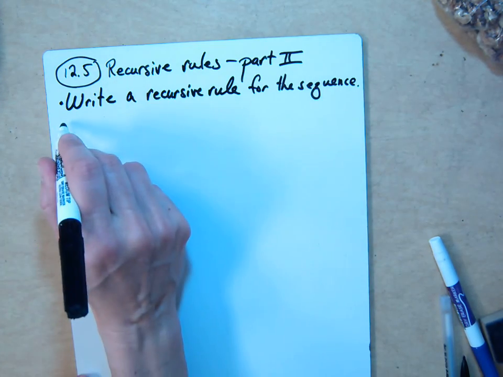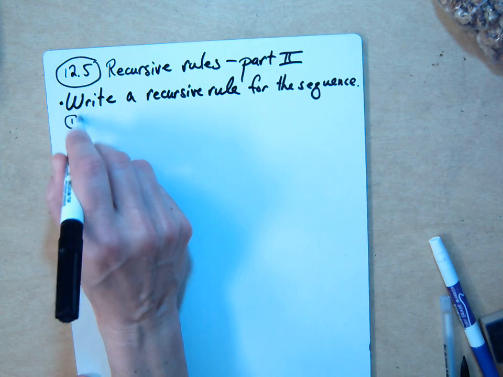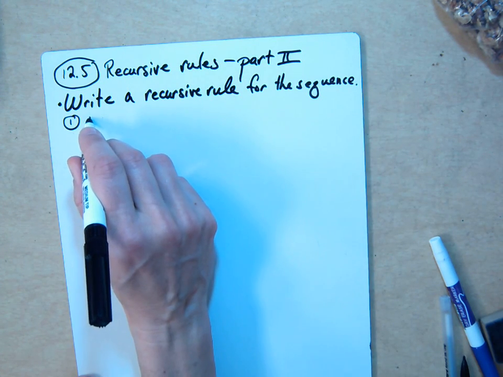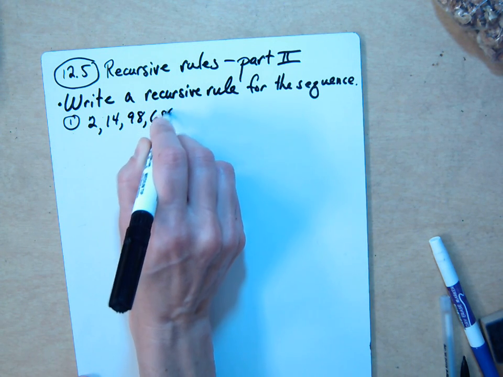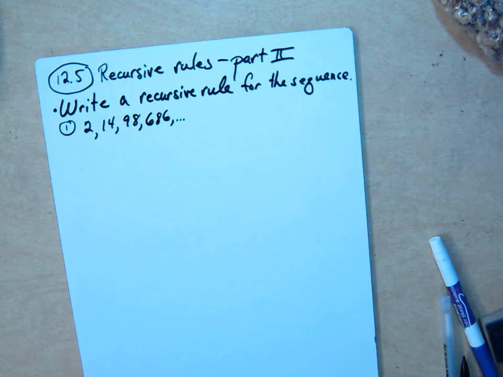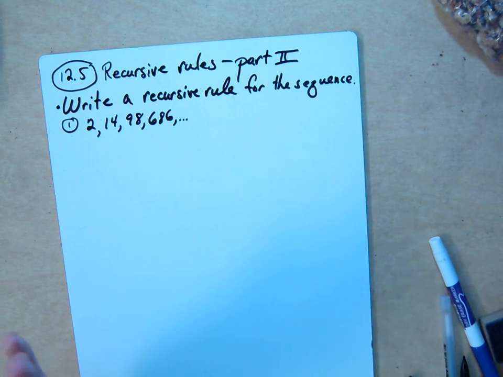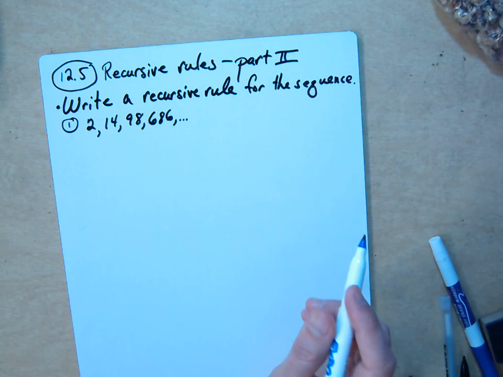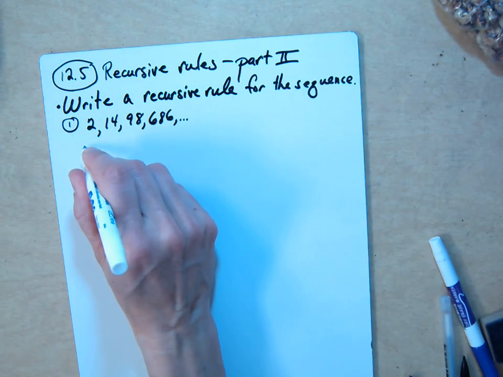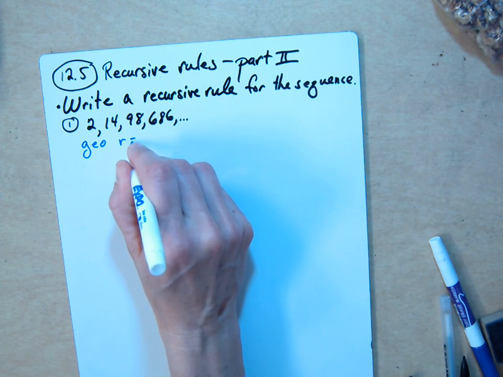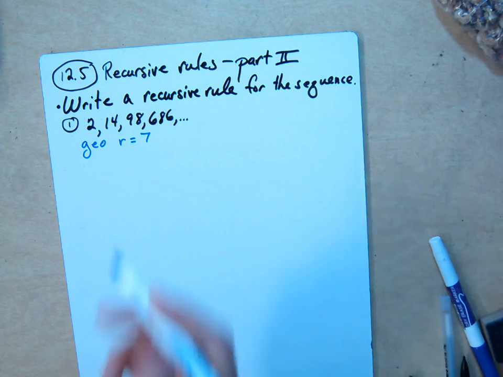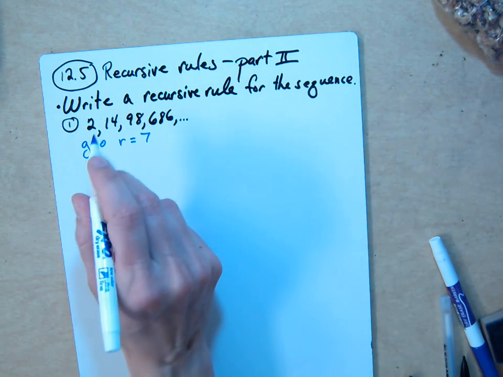So number one, we're just going to go right into it. 4 or 5 examples. So let's say I have 2, 14, 98, 686. What is happening? And now we get to look at, in terms of the previous term, what's happening, because we want to write a recursive rule. So in some sense, it's easier. What kind of sequence is that? It is geometric. Nice. And so I'm going to write geometric. And what is the common ratio? Excellent. So let's just try to write the answer then. That would be enough work to show.